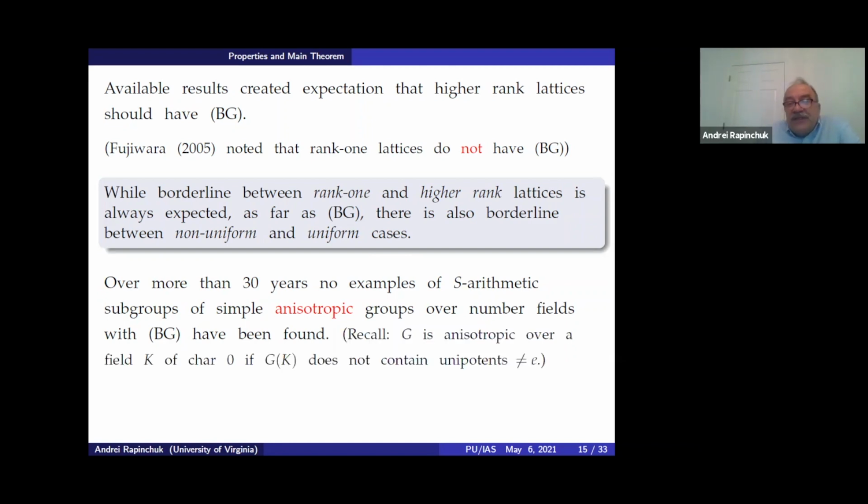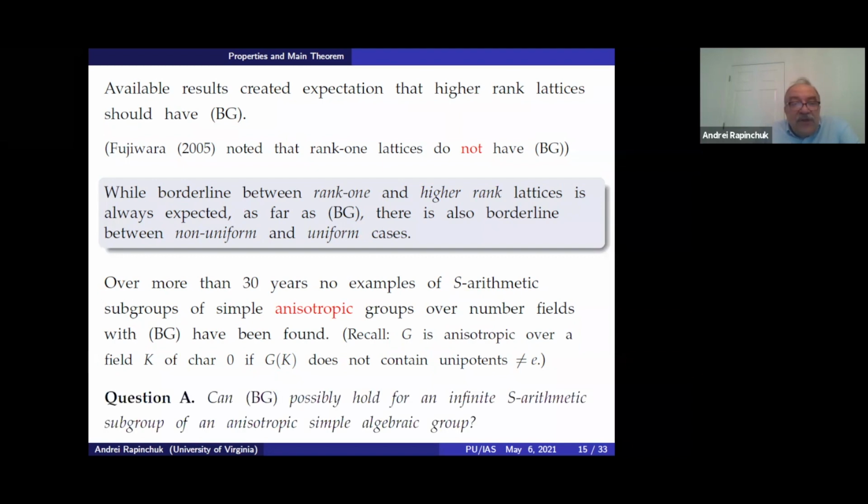Let me recall that G is called anisotropic over a field K of characteristic 0 if there are no K-rational unipotent elements. Such groups can be obtained, for example, by taking an anisotropic quadratic form, a form that does not represent 0, and looking at its orthogonal group. Or one can take a quaternion algebra and take the group defined by elements of norm 1. And this brings us to the following question. Can bounded generation possibly hold for an infinite S-arithmetic subgroup of an anisotropic algebraic group?